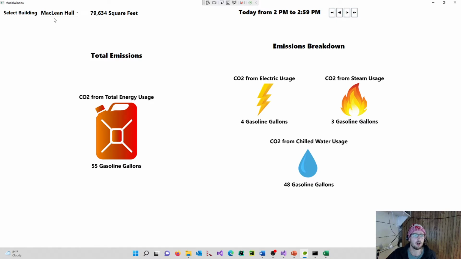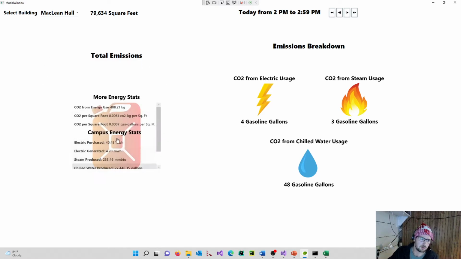So McLean Hall today from 2 p.m. to 2:59 p.m. used 55 gasoline gallons worth of CO2. To be clear, this is CO2 equivalent, not energy content equivalent. So if you lit 55 gallons of gasoline on fire, the amount of CO2 that would be emitted from that is what this value is saying.